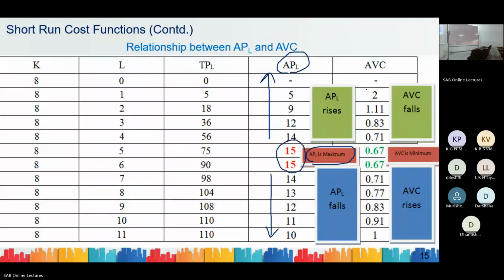AVC falls initially, and AVC reaches its minimum, and then it rises. So what do you observe? There is kind of an inverse relationship between APL and AVC. When APL is increasing, AVC falls. When APL is falling, AVC is rising. When APL is maximum, AVC is minimum. So there is an inverse relationship between APL and AVC.